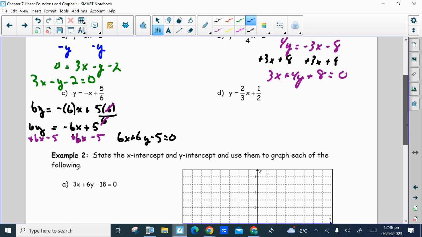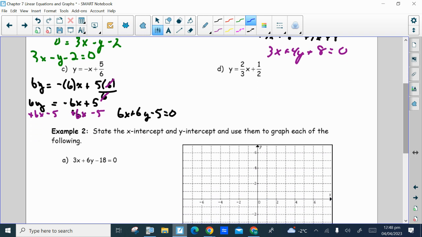Now for question D, there are 2 denominators. We haven't seen one like this before. So what we do in this case is we multiply everything by the common denominator, which would be 6. Right? It's the least common multiple of both denominators. So we're going to multiply everything by 6.